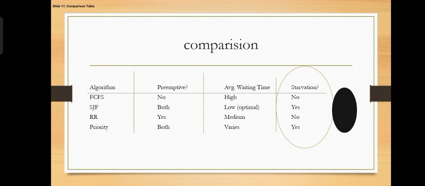Here the average waiting time for FCFS is high, whereas in SJF it is low or optimal, in RR it is medium, and in priority it varies based on the priorities. Regarding starvation, FCFS and RR have no starvation, whereas SJF and priority have starvation.